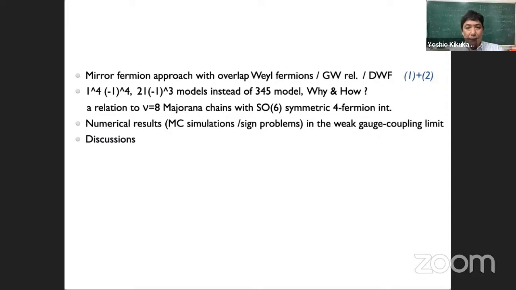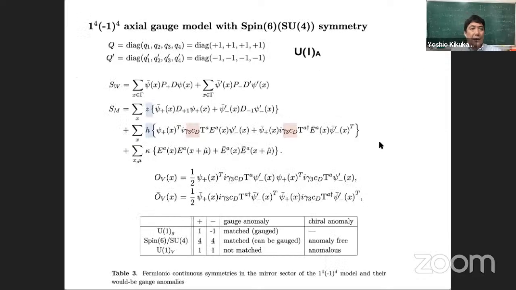Okay, so let me discuss our model of the abelian chiral gauge models. As I said, for the charge assignment, we introduce four right-handed Weyl fermions and four left-handed fermions. The charge assignment is plus one, plus one, plus one, plus one for the right-handed part, and minus one, minus one, minus one, minus one for the left-handed part. As I said, this is nothing but the U(1) axial symmetry for this Dirac pair. Okay.